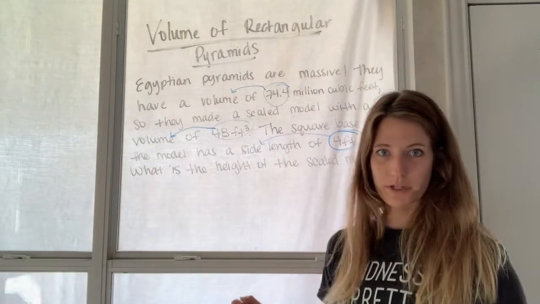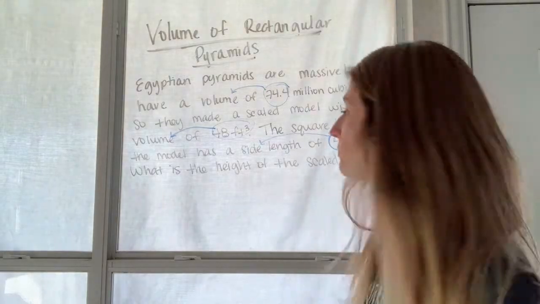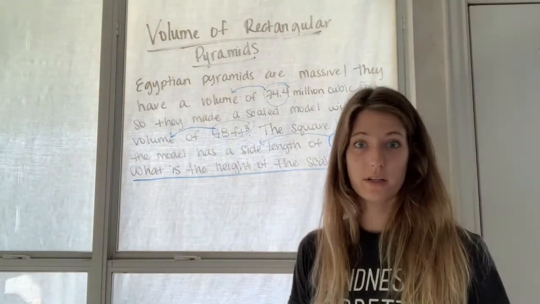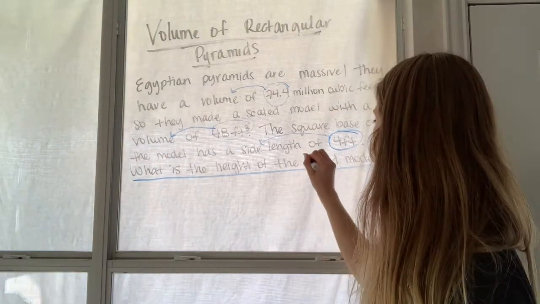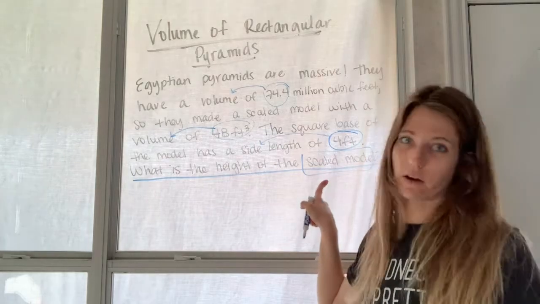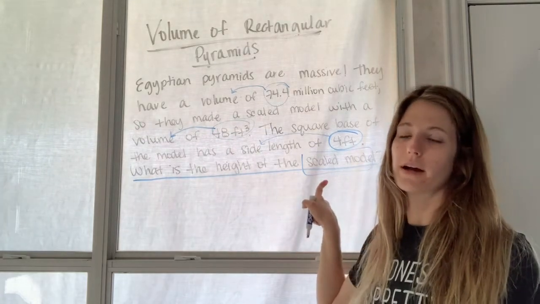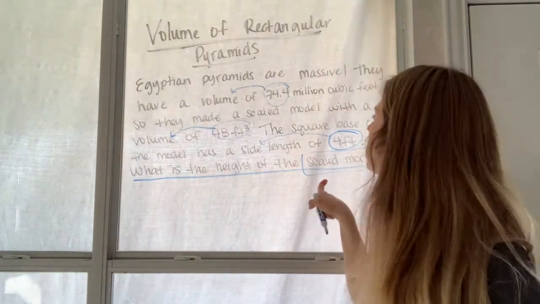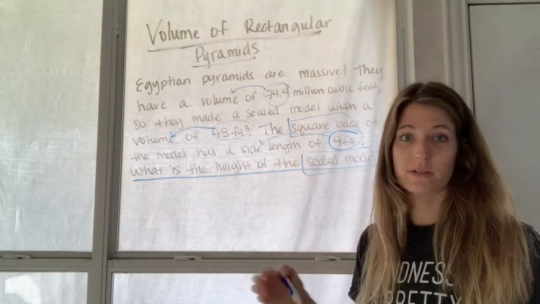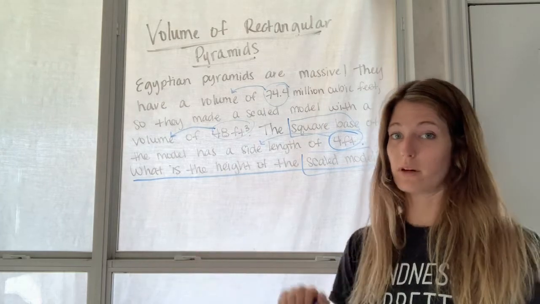Next, underline my question so I know exactly what I'm solving for. Now I'm solving for the height of the scaled model. Now I'm going to go through and box keywords. I'm going to box scaled model so I know that that's what I'm looking for. I'm not looking for the actual height of the pyramids. I'm looking for the height of the scaled model that they made. Here, square base. That's pretty important because it tells me what shape the base is of my pyramid.